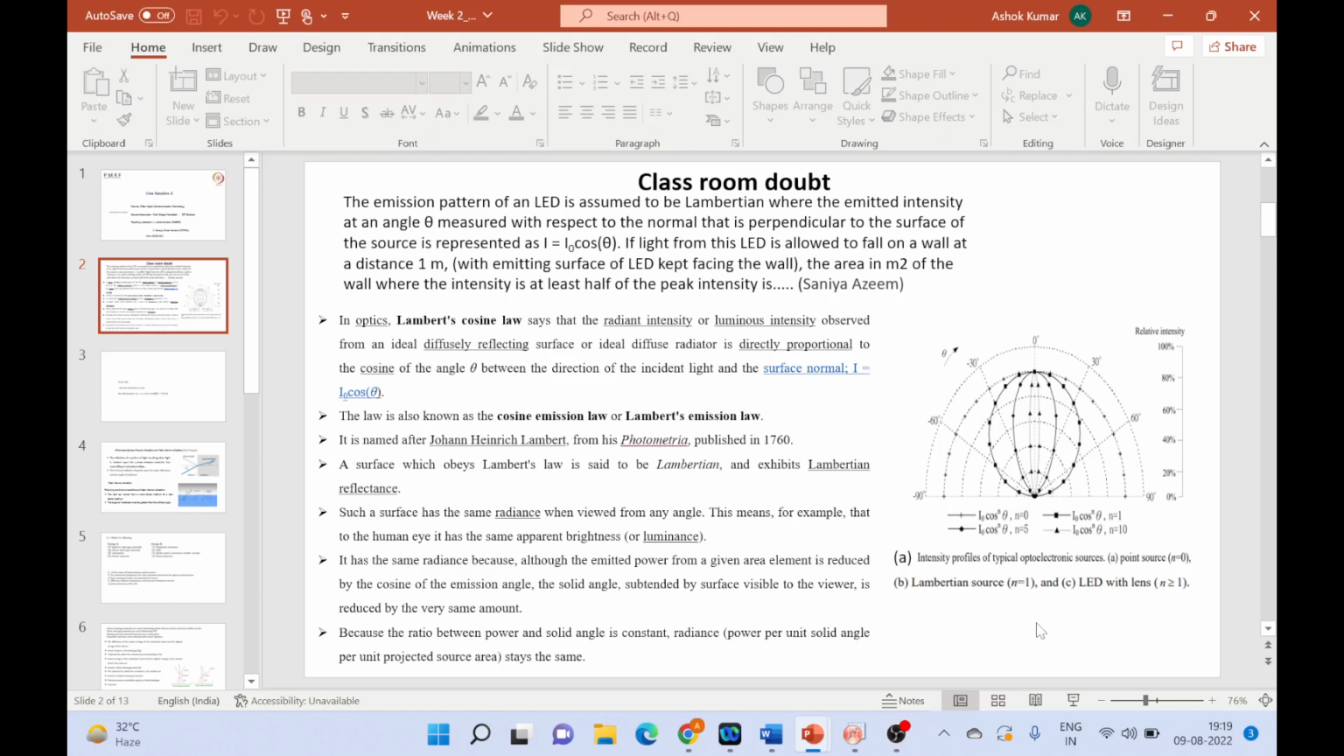For example, for an LED, we have something like this, right? The frequency versus intensity. So when we say the spectral width of an LED is 11 terahertz, we mean this full width at half maximum is 11 terahertz.